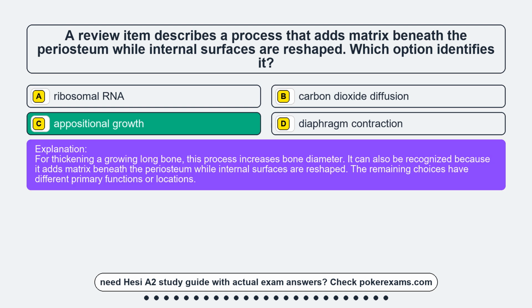For thickening a growing long bone, this process increases bone diameter. It can also be recognized because it adds matrix beneath the periosteum while internal surfaces are reshaped. The remaining choices have different primary functions or locations.